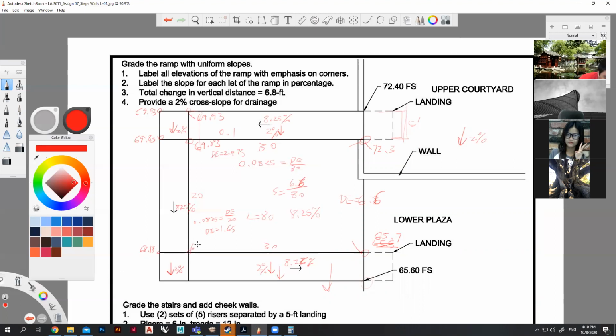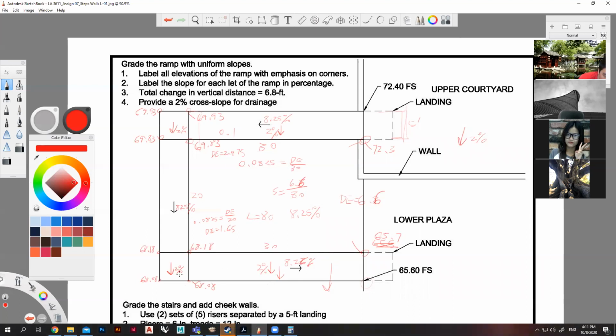And you do the same because there's no horizontal slope. You do that. And then 2%, we know the difference in elevation is 0.1 because we did the calculation already. So that will give us 68.08 here, and as well as this side, 68.08.